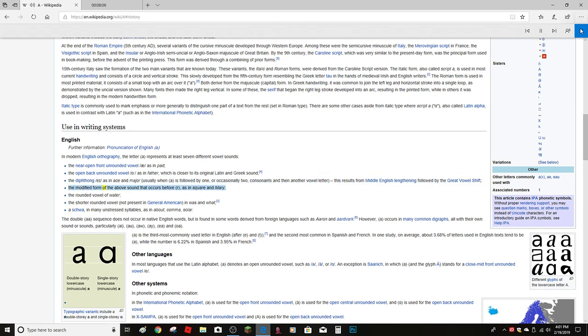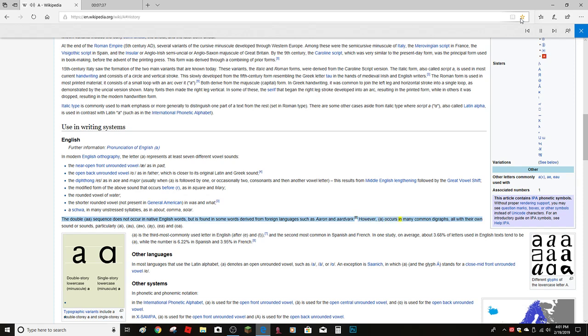The modified form of the above sound that occurs before R, as in square and merry. The rounded vowel of water. The shorter rounded vowel, not present in General American, in was and what. A schwa, in many unstressed syllables, as in about, comma, solar. The double AA sequence does not occur in native English words, but is found in some words derived from foreign languages such as Aaron and Aardvark.